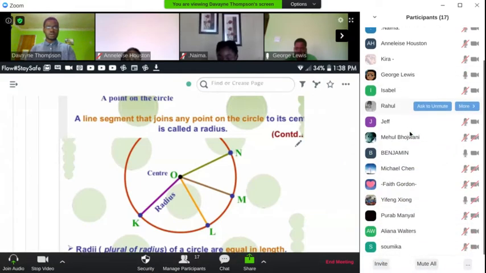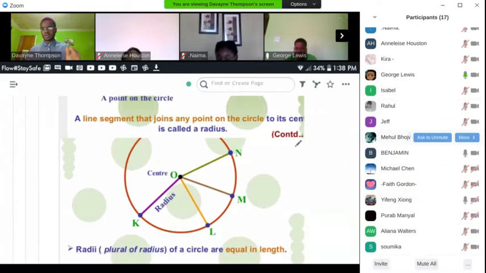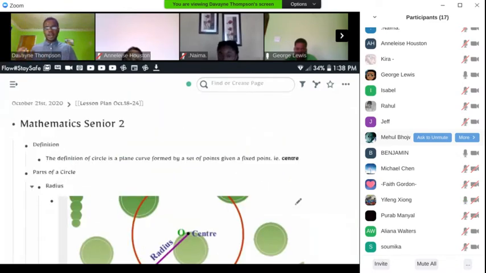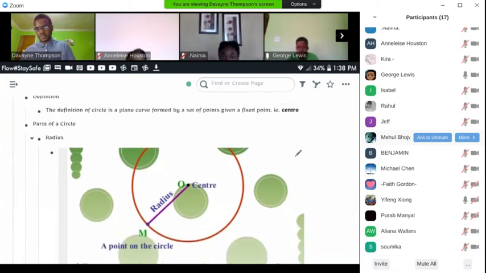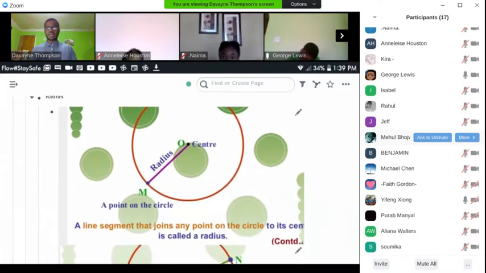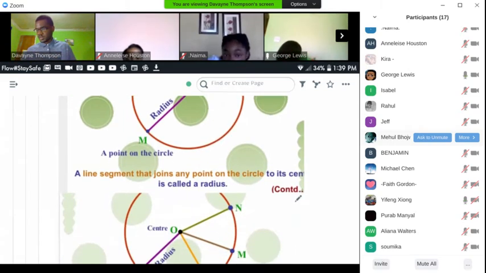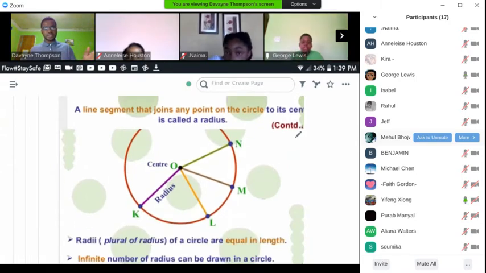So welcome everyone. We just defined what a circle is, and we said a circle is simply a plane curve formed by a set of points given a fixed point, which is the center. Then when we finished with the definition, we moved into the parts of a circle, right? And the first part of the circle that we wanted to understand was the radius. And we said that the radius was just a line segment formed from the center to any point, and that is your radius. Then we gave an example as to different radiuses, can be any point.